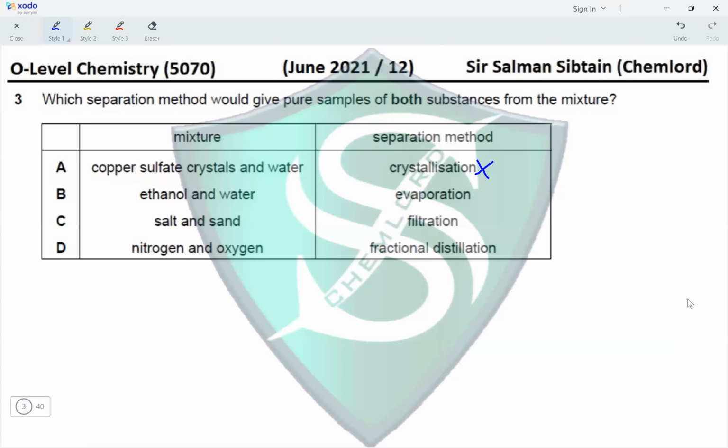Next, ethanol and water. Ethanol and water are both polar substances. They will dissolve in each other. So, in order to separate them, we would use the process of fractional distillation. Evaporation will result in both of them evaporating. Next is salt and sand. Salt and sand are both solids. Solids cannot be separated by filtration. And D, nitrogen and oxygen, both are gases. Both can be liquefied and then separated using the process of fractional distillation. So, option D is the correct option for this question.